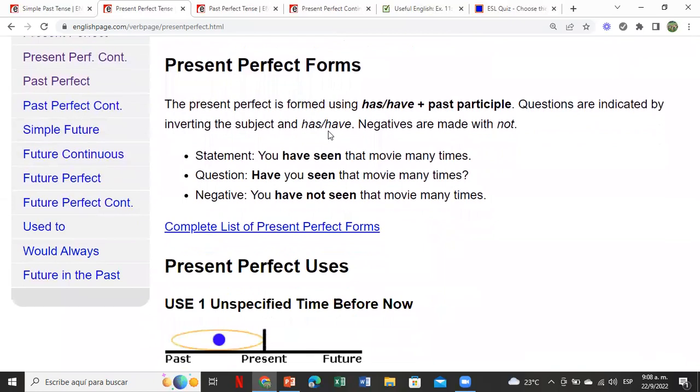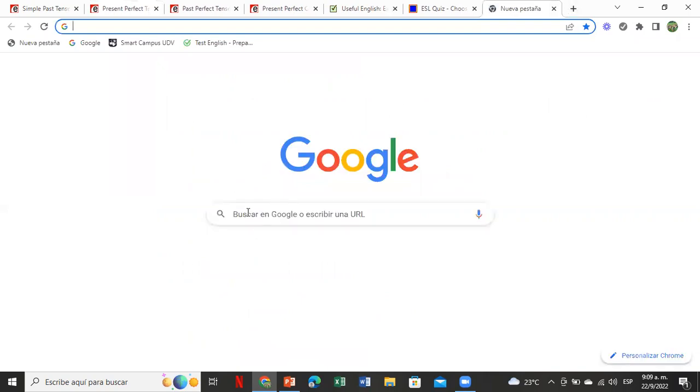Look at the formula. Present perfect form. Voy a leer para que usted se concentre. The present perfect is formed using always has and have. As you know, we use has for third person and we use have for first. And always is followed by past participle verbs. Let's see.